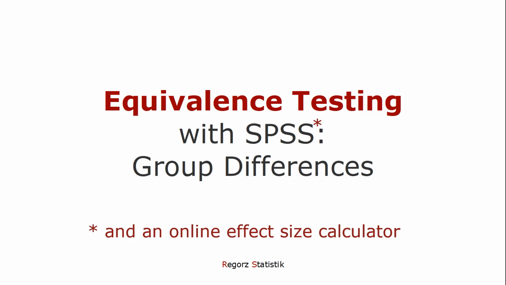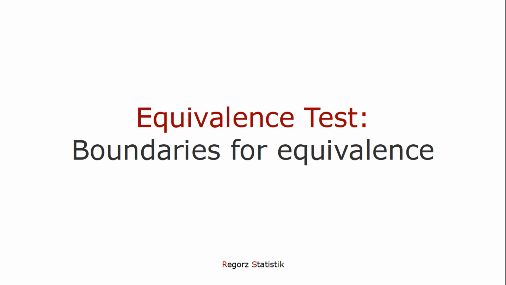Welcome to this tutorial about equivalence testing with SPSS for group differences. With an equivalence test, we don't test whether two groups are exactly equal when it comes to a dependent variable, because unfortunately that's not possible, but we test whether those groups are equivalent. That is, the group difference is smaller than some pre-specified boundary.